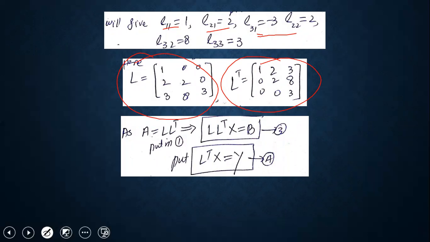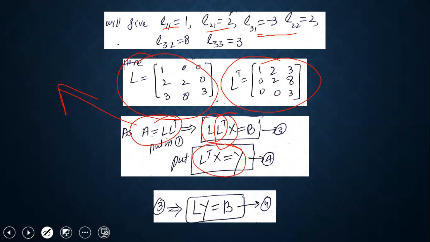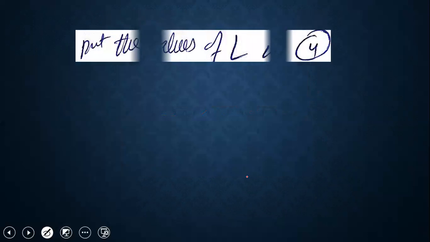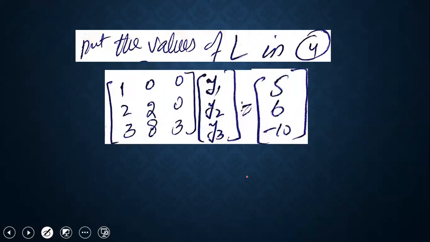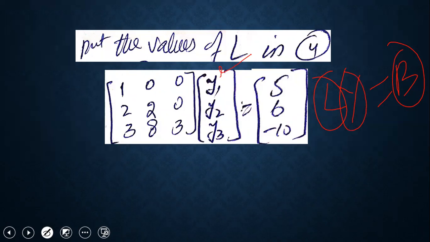Now as we know that A is equal to L L transpose, this is the Cholesky method, and we have replaced A by L L transpose is equals to B. Now replace this L transpose X by Y. So the above equation becomes L Y is equals to B. Now putting the calculated values of L in equation 4, that was L Y is equals to B. We have calculated L, we are having values of B, but Y is missing.